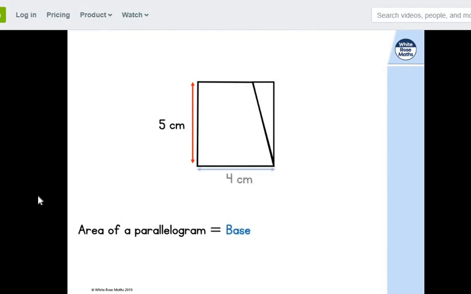The 4 centimeters was our base. And we can multiply it by the perpendicular height. The perpendicular height is where we go up from the base at a right angle until we reach the top of the parallelogram. And in this case, that would be 5 centimeters. So the calculation for this one is 5 times by 4. So in this case, our base is 4 centimeters, our perpendicular height is 5 centimeters, so the area is 20 centimeters squared.